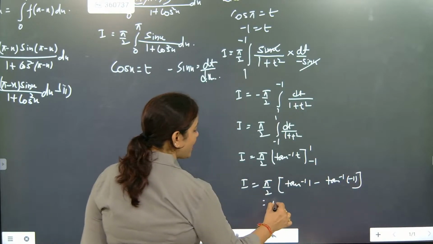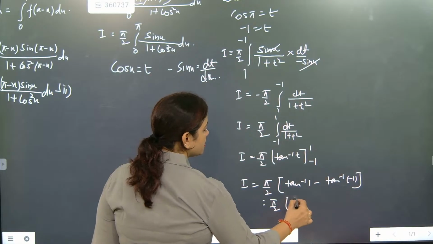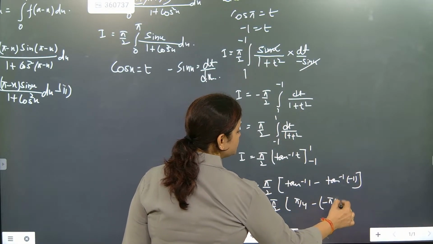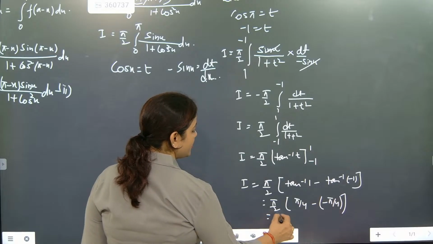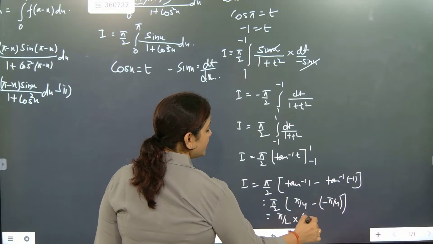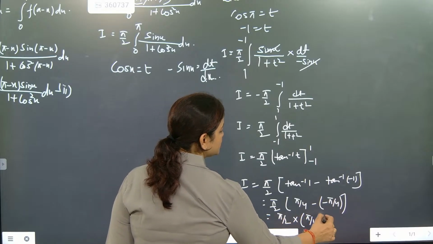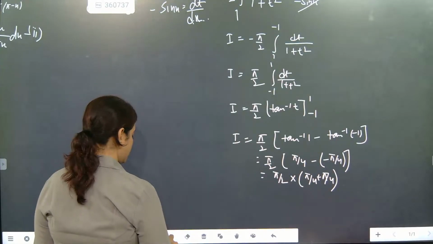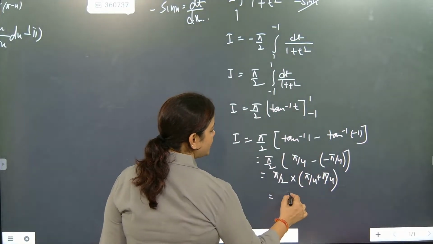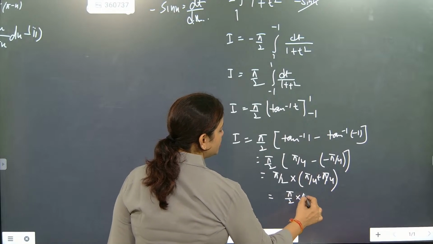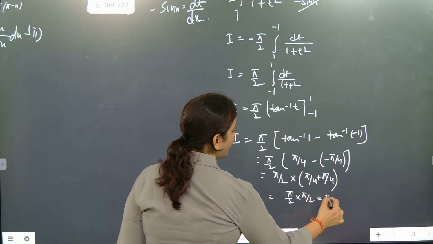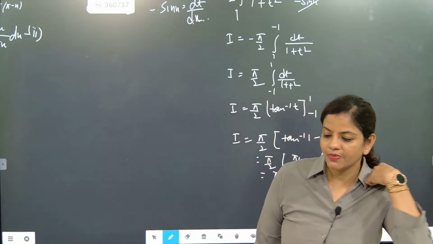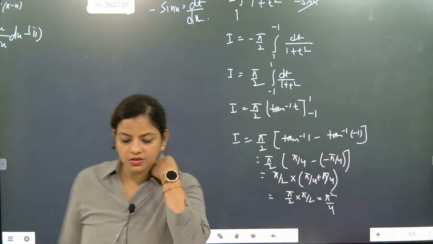Now beta, what is pi by 2? Tan inverse 1 is what? Pi by 4 minus of minus pi by 4. Answer is coming as what, beta? It is coming as pi by 4 plus pi by 4, which is pi by 2. So pi by 2 into pi by 2 is pi square by 4. Answer is coming as pi square by 4.